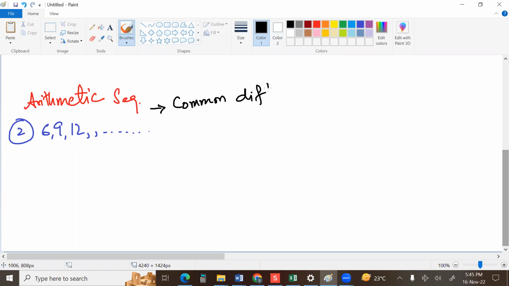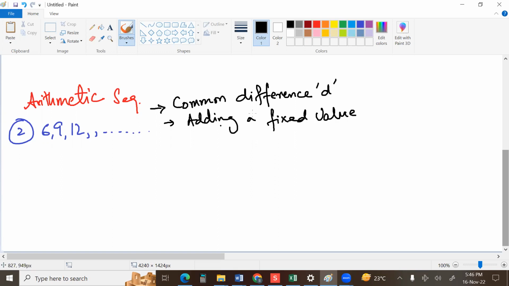It means this is obtained by adding a fixed value. We will denote the common difference by d. This fixed value is called the common difference. And how do you make sure that it is arithmetic? You would always take three consecutive terms.